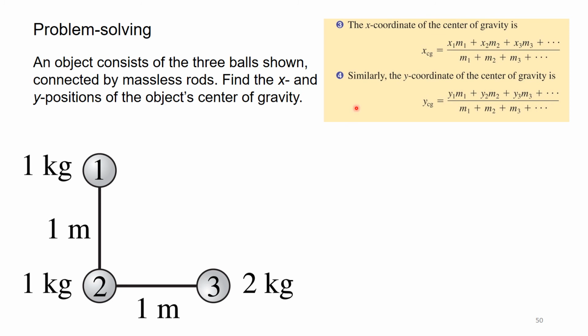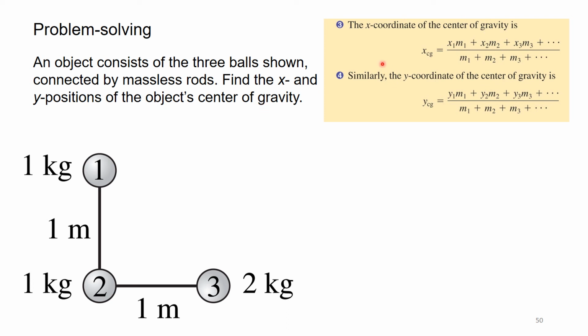So let's apply the equations to this system here. We have this object. It consists of 3 balls, 1, 2, and 3. Their masses are given: 1 kilogram, 1 kilogram, and 2 kilograms. They're connected by massless rods, so we can assume that these black lines don't have any mass. We are trying to find the x and y coordinates of the object's center of gravity.